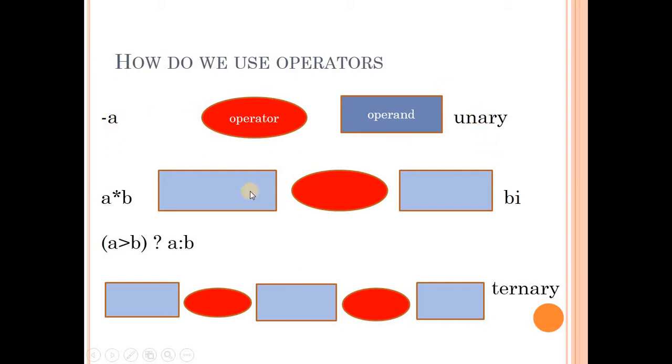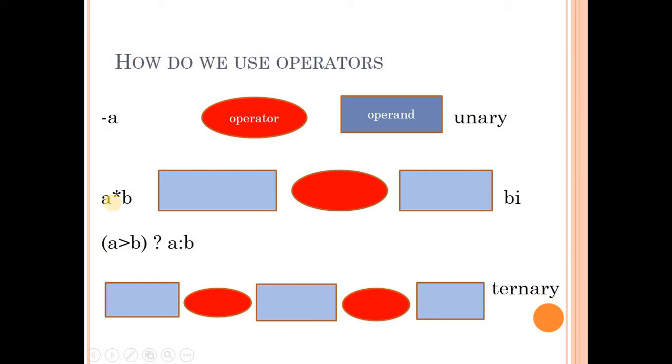Now coming to binary, in binary your operator will do operations on two operands. For example, a into b. How many operands do you have here? a and b. An operand can be an expression or a variable. So here we have two variables, and in between you have the operator, so it is a into b.